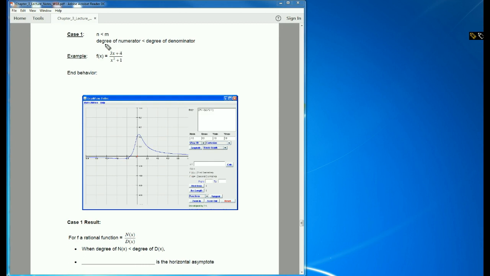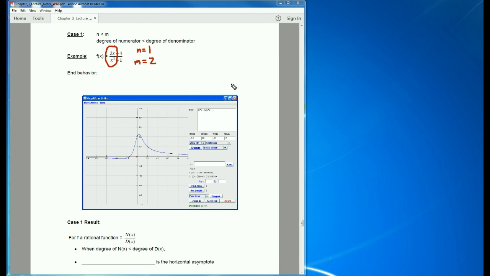Okay. And again, what we want to look at is the ratio of the leading terms. So that would be this. So in the numerator, we have 3x, same as 3x to the 1. So in other words, n is 1. And then in the denominator, we have an x squared. So in other words, m, the degree of the denominator, is 2. So yeah, 1 is less than 2.